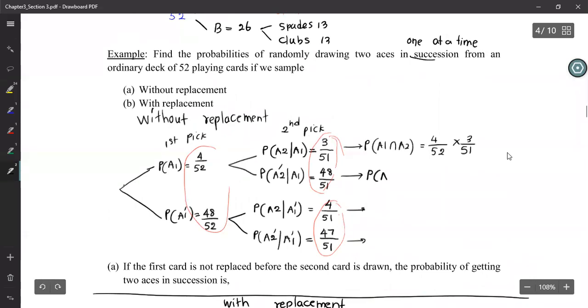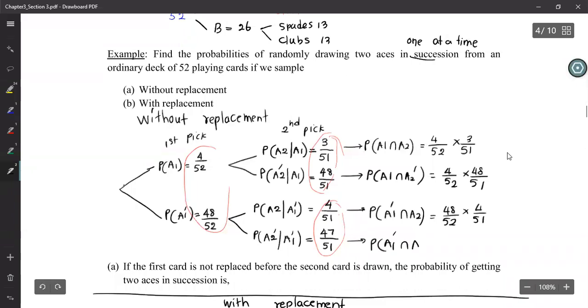What is the second one? First is an A, second is not A. What is that probability? 4 over 52 times 48 over 51. Then you have A1 not A2: 48 over 52 times 4 over 51. What is this? Not A1, not A2: 48 over 52 times 47 over 51.